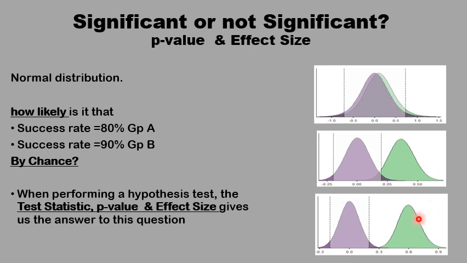On the other hand, if the green group has much better results than the violet group in terms of the differences between the two means divided by their standard deviations, then we can say that the differences are significant.